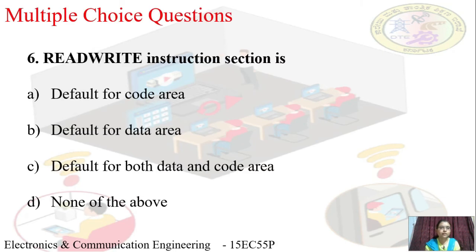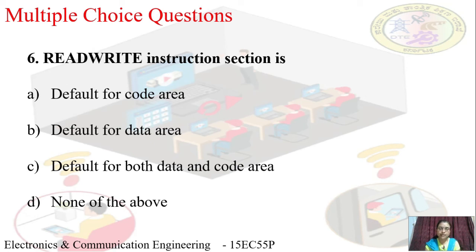So sixth one is, read write instruction section is? So first option is default for code area. Second option is default for data area. Third option is default for both data and code area. Fourth option D is none of the above.